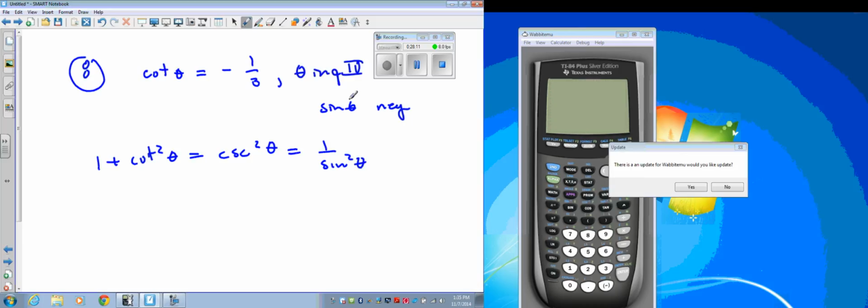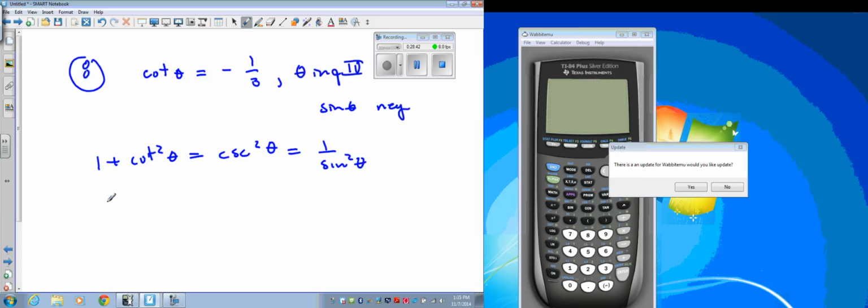Sorry, can you say that last part again? Okay, once I find the sine, I can find cosecant squared by inserting a negative 1/3 in for cotangent. Then I'm going to invert it, but then I'm going to have to take the square root. And when I take the square root, it's going to be plus or minus the square root, and this tells me I take the negative.